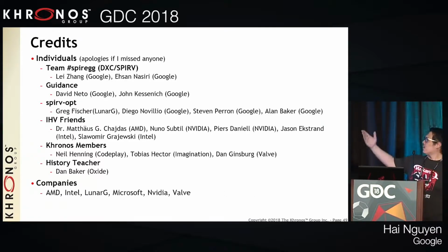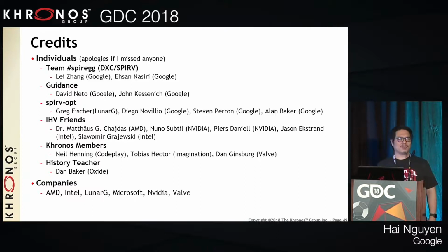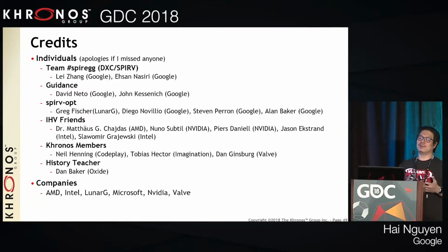The guidance is David Netto and John Kesnich. Every time we get into a debate that we can't solve, we email John or David. Sometimes very late at night. SPIRV Opt, Greg Fisher, Diego Novillo, Steve Perrin, and Alan Baker have been working hard to getting all the legalization and performance optimizations in. And we've had a lot of our friends from the IHVs that we bother pretty much constantly about getting things done or getting our stuff corrected for their driver. And the Khronos members that have really helped push this effort forward.